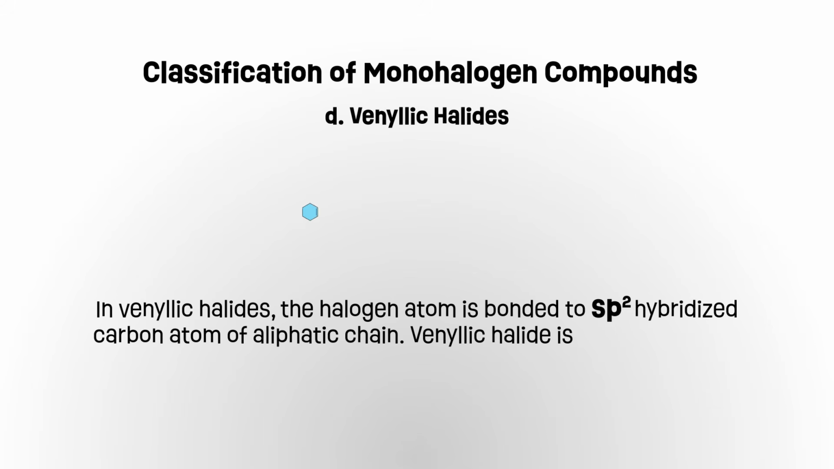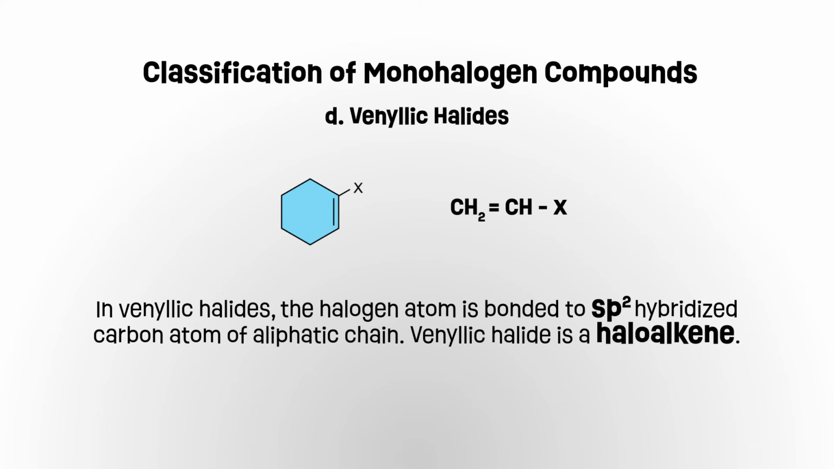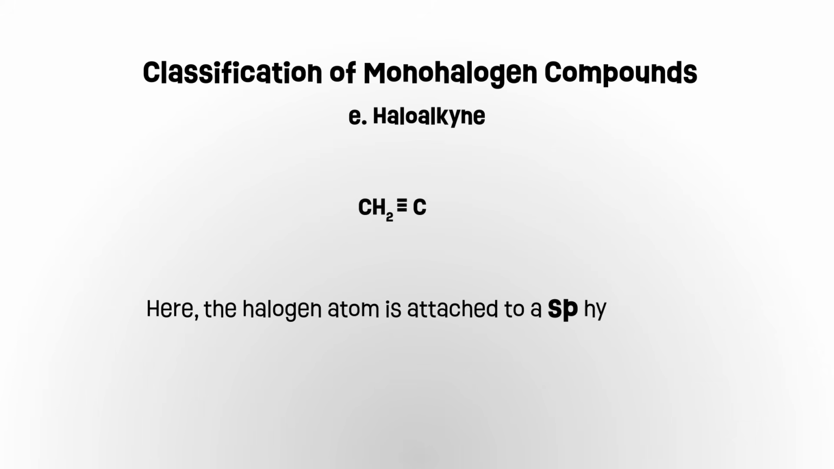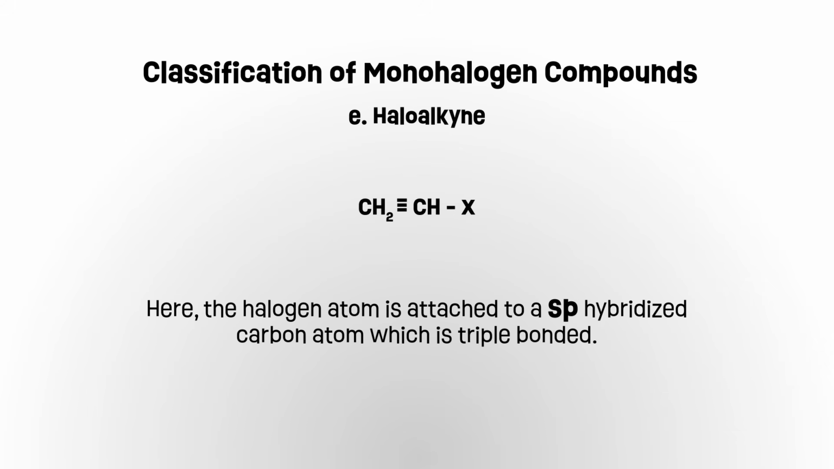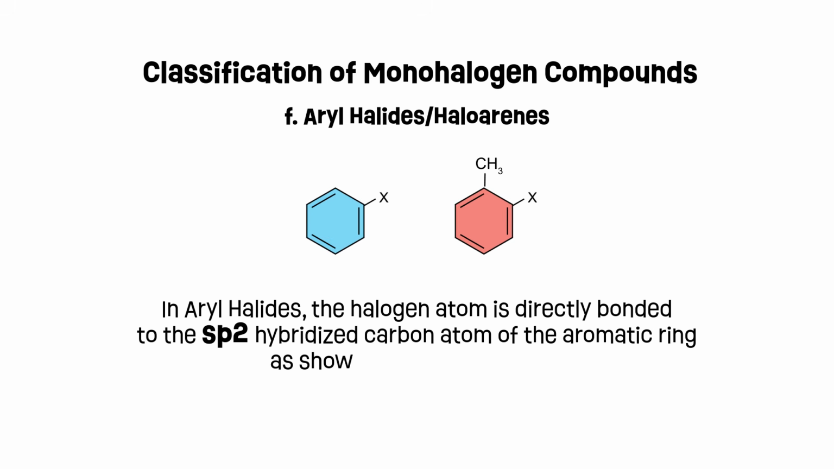Okay. Then the fourth, vinylic halides. In vinylic halides, the halogen atom is attached to an sp2 hybridized carbon atom of an aliphatic chain. Vinylic halide is a haloalkene. Now haloalkyne, here the halogen atom is attached to a carbon which is an sp hybridized carbon atom, which is a triple bonded carbon atom. And the last we have aryl halides. In aryl halides, the halogen atom is directly bonded to the sp2 hybridized carbon atom of the aromatic ring as it is shown in the figure.